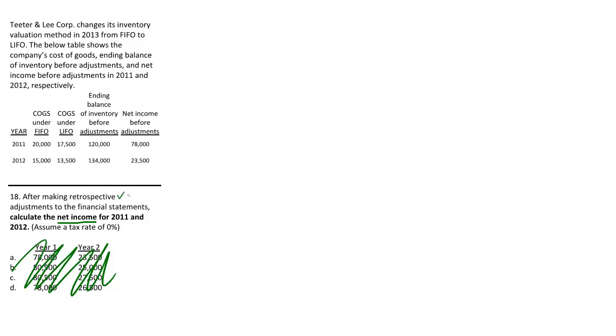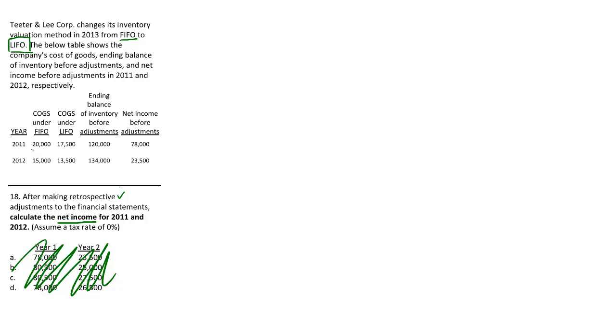So we have to make a retrospective adjustment because we changed our inventory valuation from FIFO to LIFO, which means we have to go back and look at what it would have been if we had used LIFO for the past 3 years, because there's a change in accounting principle. The below table shows the ending cost of sales, ending balance of adjustments, net income, etc.